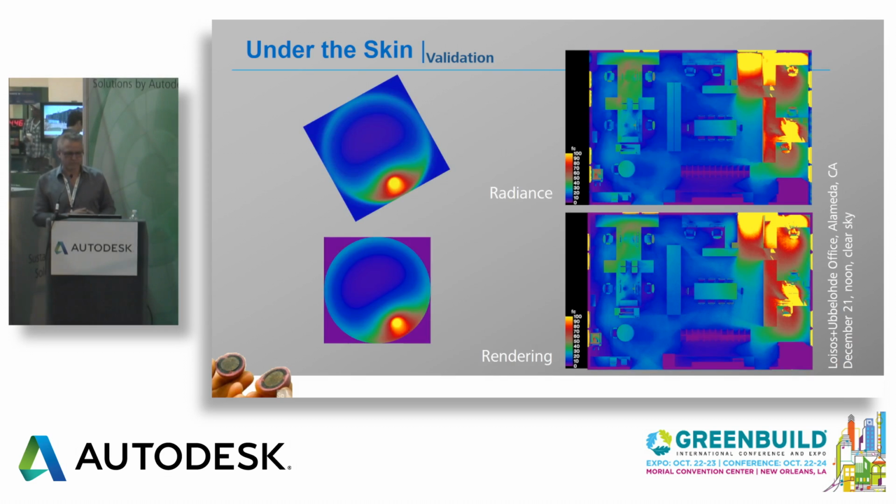We also had a model of the office I used to work at where we had a really good Radiance model that we had calibrated to actual readings in the space. So we could basically compare the rendering and lighting analysis results to measured results and to Radiance at the same time. And we got very close correlation on that.